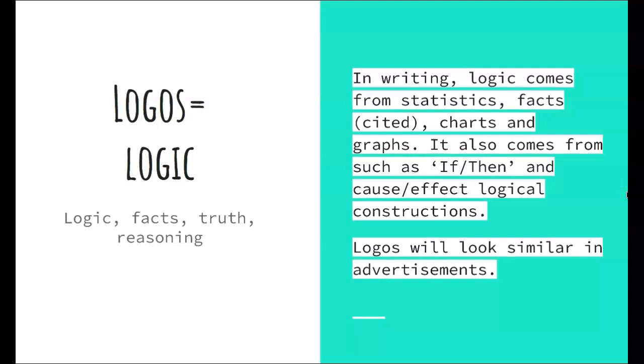The last appeal is logos. This one's pretty easy to remember. Logos equals logic. Logic, facts, truth, and reasoning. In writing, logic comes from statistics, facts, which we always cite, charts, and graphs. It can also come from if-then and cause-effect logical constructions. If you smoke around a baby, then that baby may suffer lung damage. This is a logical construction.